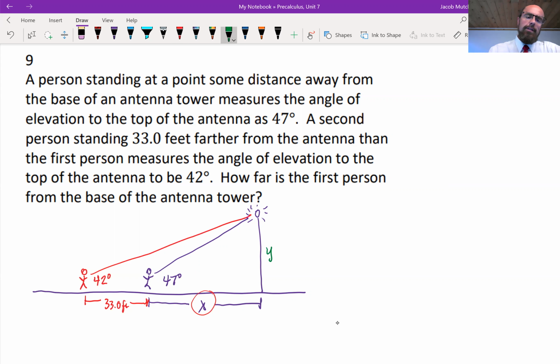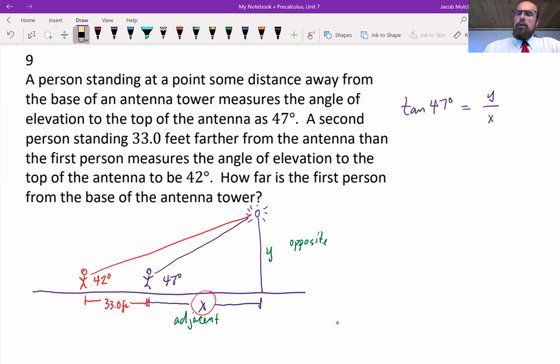So I want to start with this first person's right triangle. If I consider that 47 degrees, this y is opposite, and the x that I'm looking for is adjacent. I do that again to help me think how to select a trigonometric identity. So like our previous example, that's tangent. So my first equation is going to be the tangent of 47 degrees is equal to the opposite y over adjacent x.